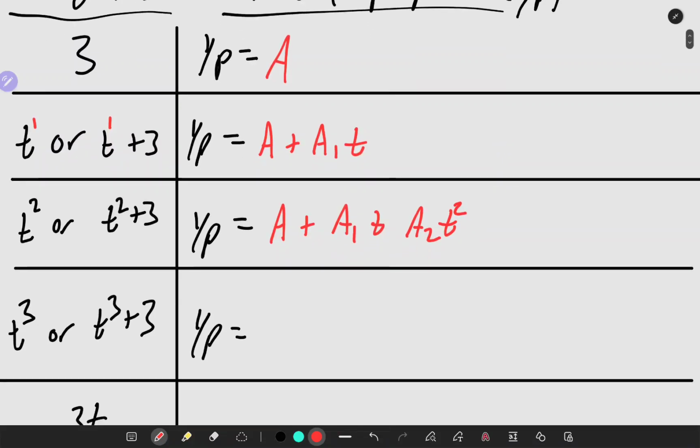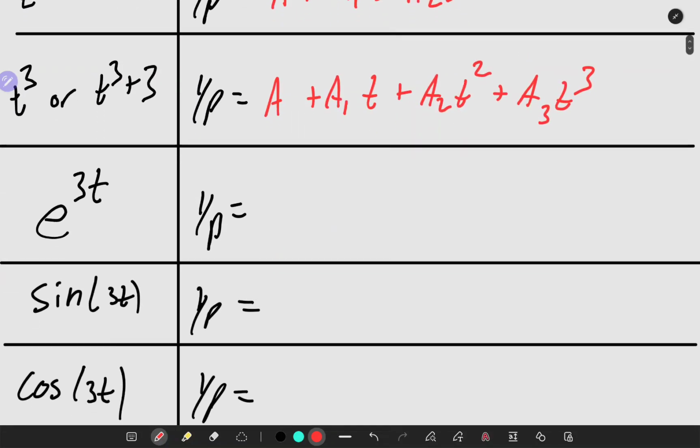For a third degree, same thing: a plus a1 of t plus a2 t squared plus a sub 3 t cubed, and so forth. Same thing for t to the 4th, t to the 5th, and so on. That would be a nightmare to solve. Anything above cubed, honestly, would be a nightmare to solve algebraically.